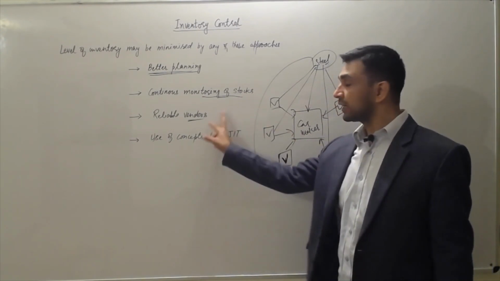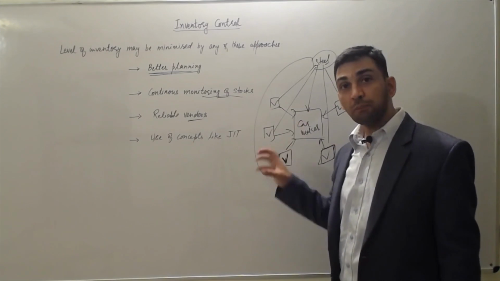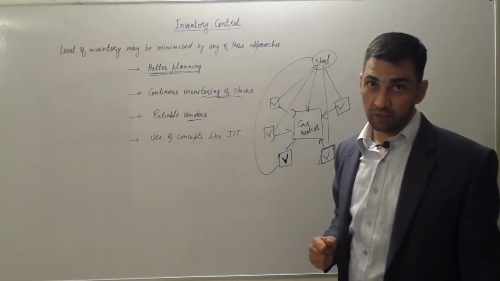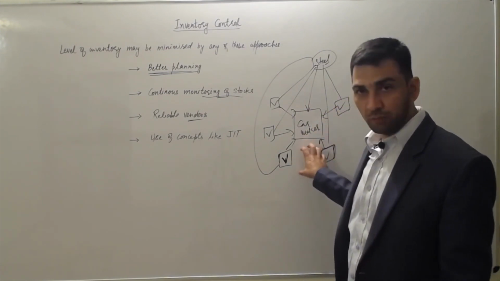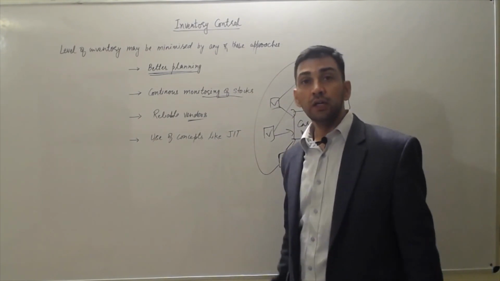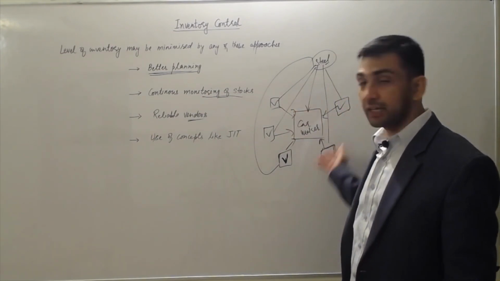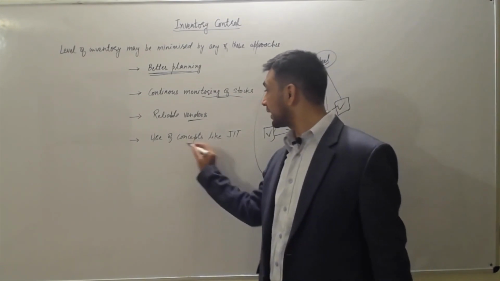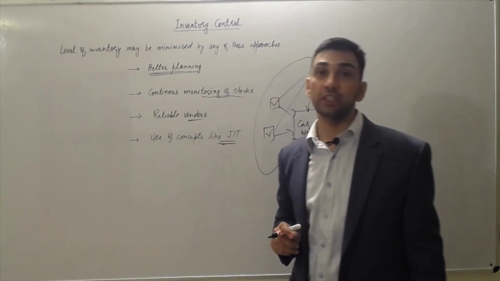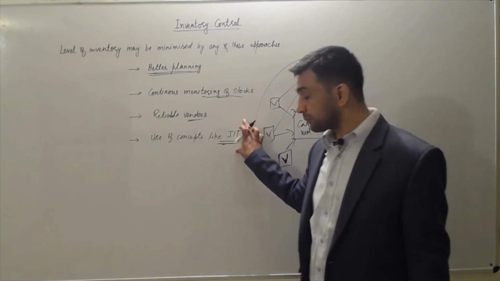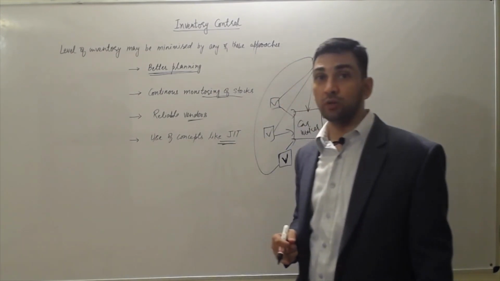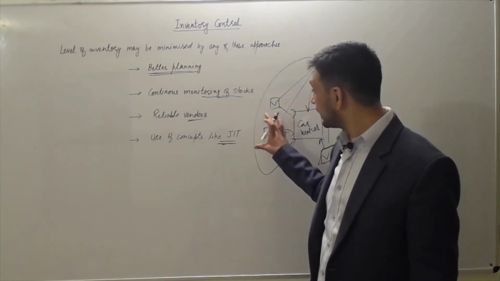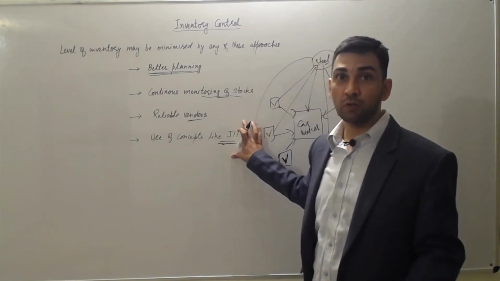If you have reliable vendors, in that case your planning will be effective and you will be able to minimize the inventory. This is the practical difficulty that manufacturers normally face if they don't have reliable vendors. Then one more method is using the concept of just in time. You may have gone through our videos; we have recently released one video on just in time, where the concept has been explained in detail.